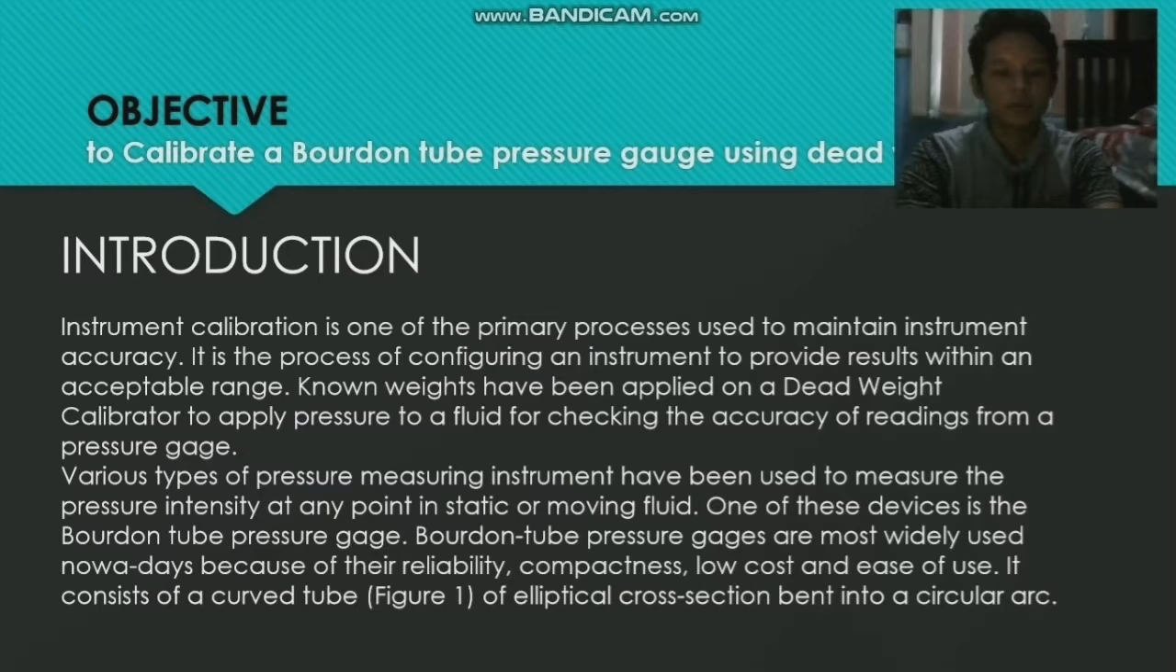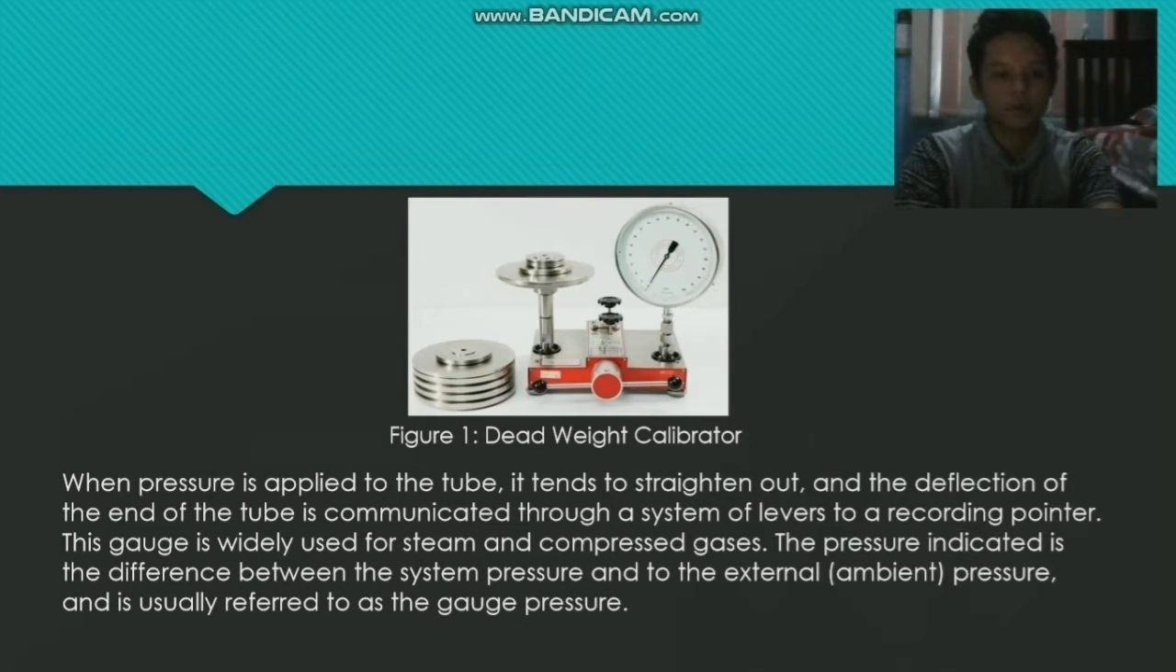Bourdon tube pressure gauges are most widely used nowadays because of their reliability, compactness, low cost, and ease of use. It consists of a curved tube of elliptical cross-section bent into a circular arc. When pressure is applied to the tube, it tends to straighten out and the deflection of the end of the tube is communicated through a system of levers to a recording pointer.